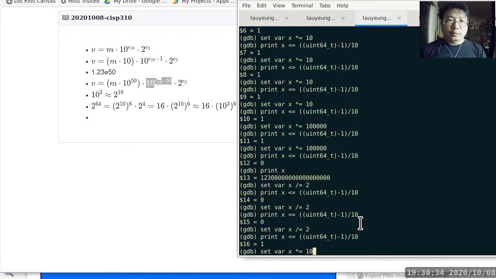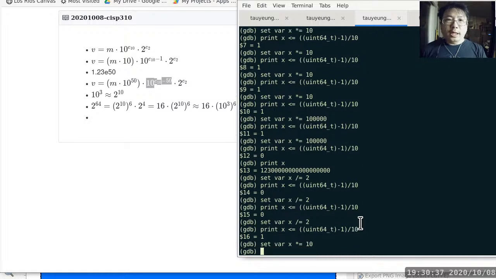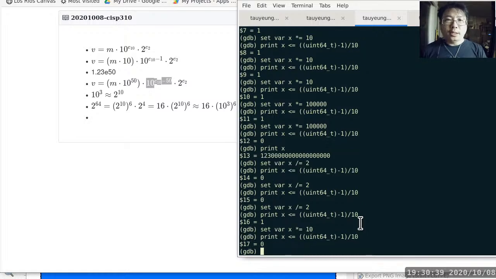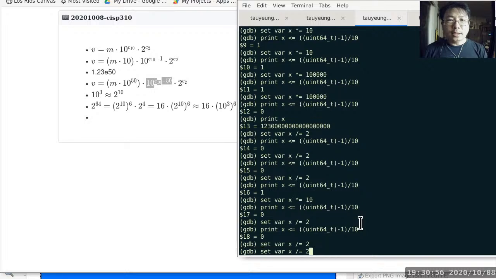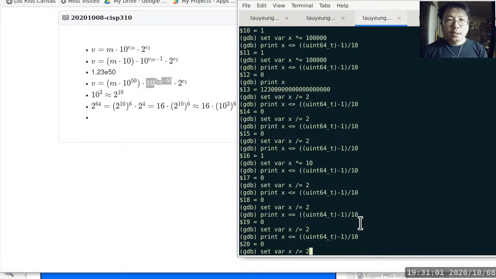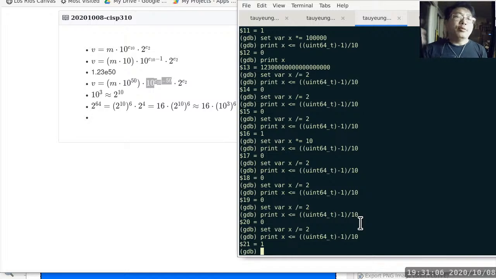So now I can do a multiplication by 10, and now I check the range again. Okay. We just filled it up again. We created enough room for another multiplication by 10. Now it's not going to work, so now we have to divide by 2 again. Test, nope. Test, nope. Test, nope. One more time. Test, there's enough room now. Now we can do another multiplication by 10.